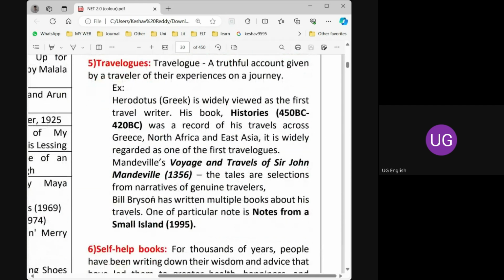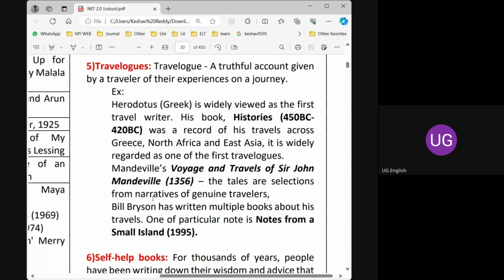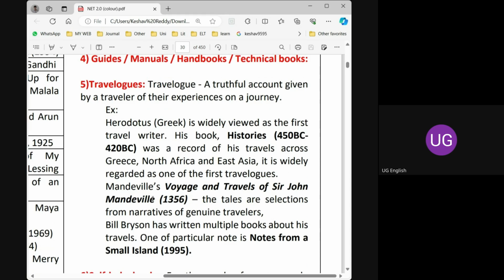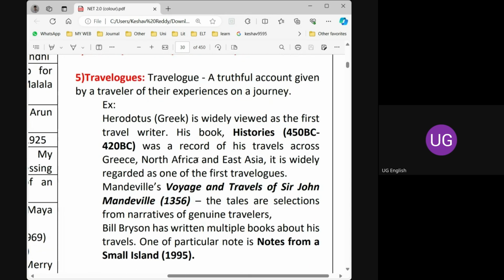And the next, travelogues. Travelogues are nothing but the experiences of a traveler, experiences of the journey. The Histories is a book by Herodotus. This is a record of his travels, and this book is very important. Then Sir John Mandeville's Voyage and Travels of Sir John Mandeville. This is one of the first books which inspired the British people to take sea journeys. Voyage is nothing but sea journeys, and this is one of the reasons for their imperialism.